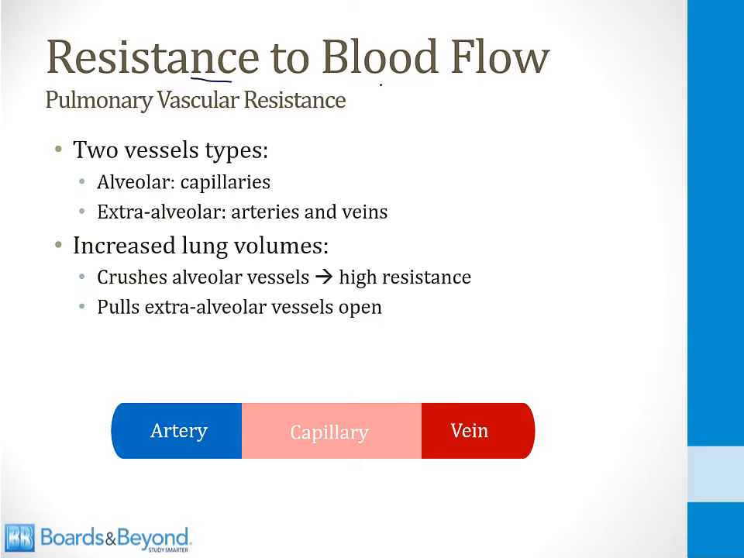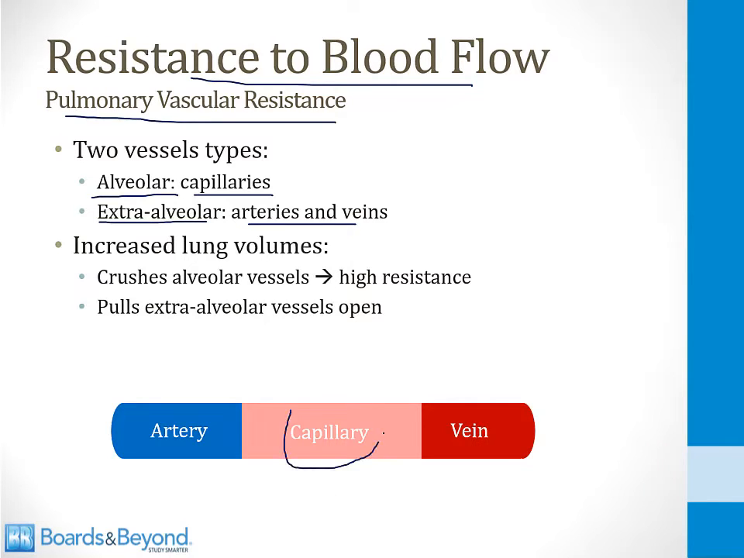Let's talk about the resistance to blood flow as blood moves through the lungs. This is referred to as the pulmonary vascular resistance. In terms of resistance to blood flow, there are basically two types of vessels. There are alveolar vessels, which are the capillaries that surround the alveoli, and then there are extra-alveolar vessels, which are the arteries and veins that supply blood to the alveolar capillaries. Just like my drawing on the screen here, an alveolar vessel, which is a capillary, supplied by an artery and drained by a vein.